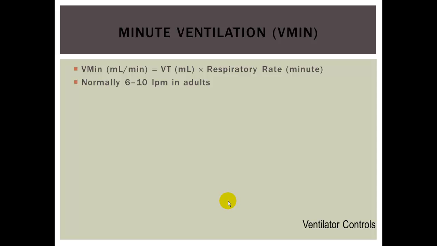Minute ventilation. Minute ventilation equals tidal volume times the respiratory rate. And what this is going to give us is milliliters per minute. How much volume have we entered into the patient's lungs in a minute's time frame? And normally we ventilate someone at about 6 to 10 liters per minute. Not milliliters, liters. So this would be 6,000 to 10,000 milliliters per minute in an adult. And that's an adequate setting to set your minute ventilation on.